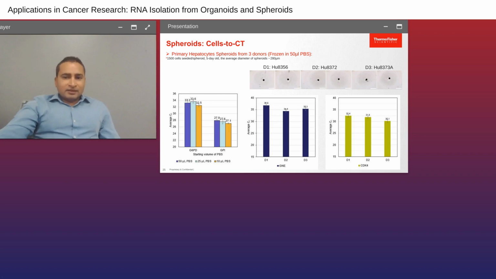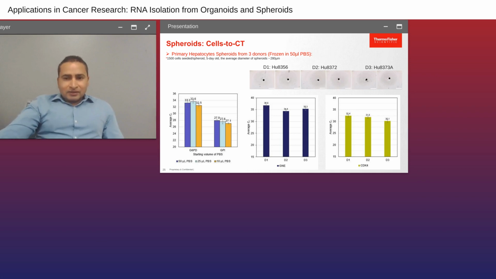Also, the smaller size of the primary hepatocyte cultures may have contributed to additional variability in extraction efficiency, just because these were difficult to work with. You cannot keep them intact while taking your PBS out of the plate. So remove the PBS as much as you can to get a better expression profile, but be careful that you're not losing your spheroid at the same time.